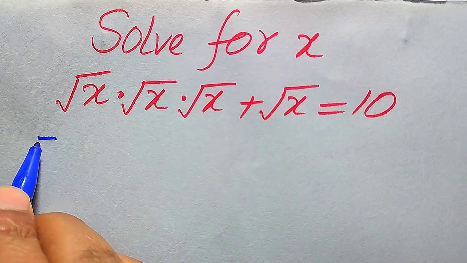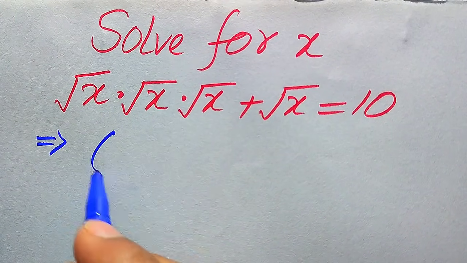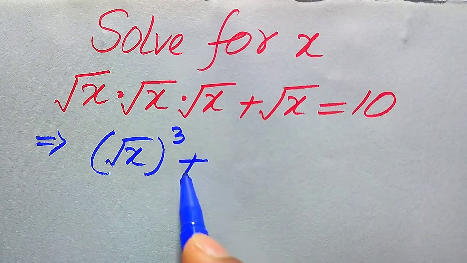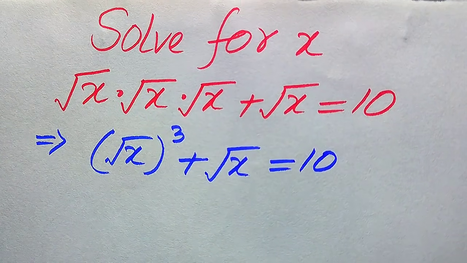So here first you see that this square root of x is multiplied by 3 times, and we will write it as square root of x whole cubed, plus we write this term as square root of x is equal to 10.